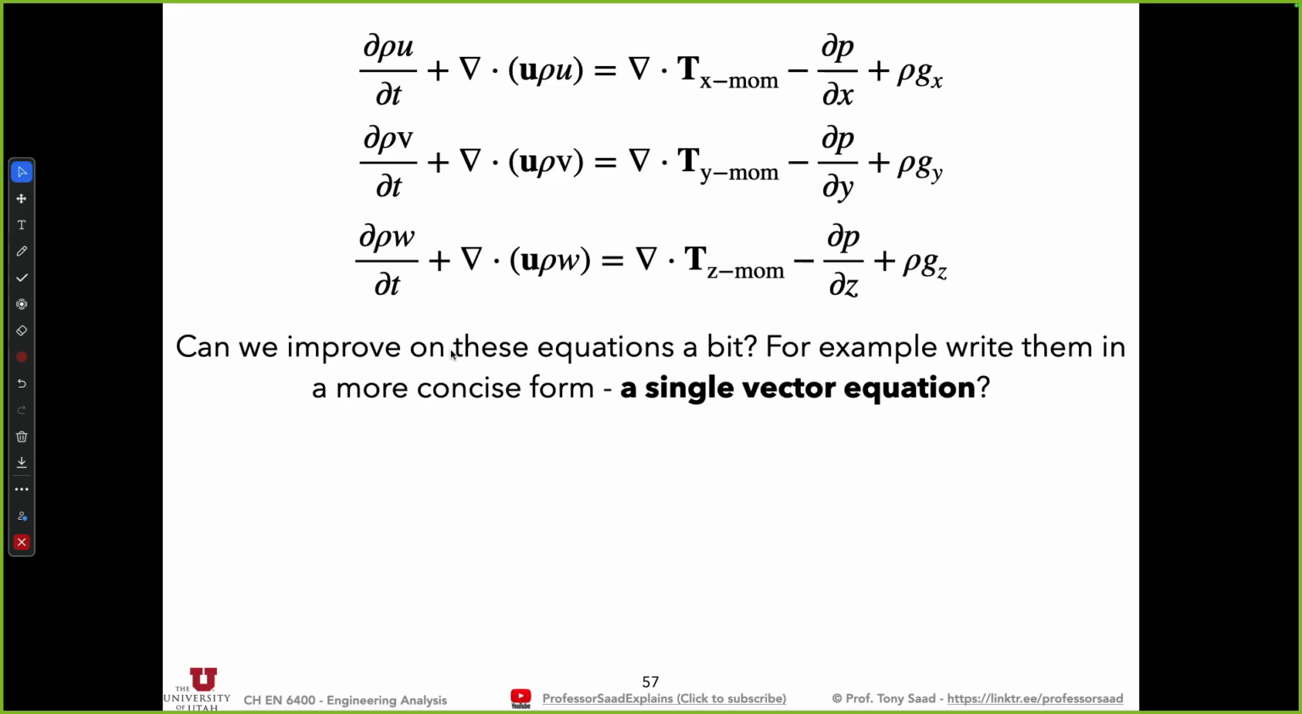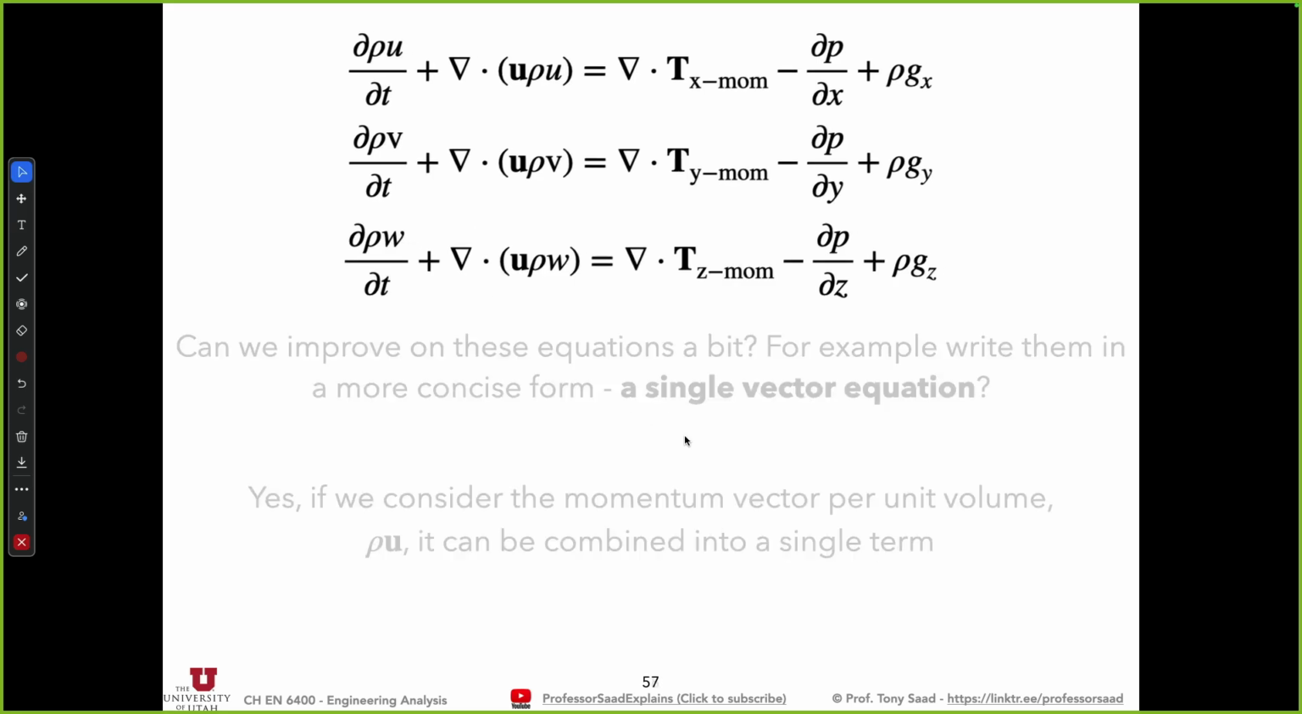And it kind of makes sense because rho u, rho v, and rho w are components of one vector, rho vector u, right? Because if I have rho u i plus rho v j plus rho w k, I can write all of those as one vector, rho u vector, right? What about the other terms? Okay, let's figure this out together, okay?